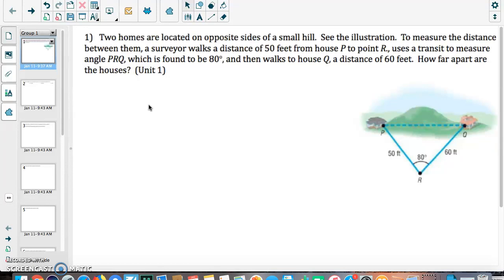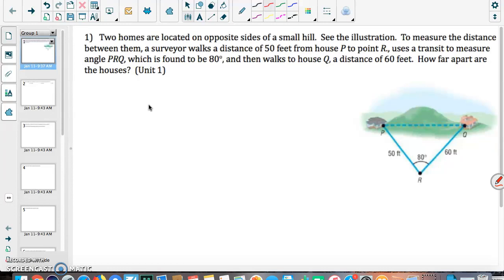So, starting with number 1 here, we can see that it's back from Unit 1. That was the unit about trig review. SOHCAHTOA, right? Sine is opposite over hypotenuse, and cosine and tangent, and those things. I'll give you a moment to read through part 1, question 1.